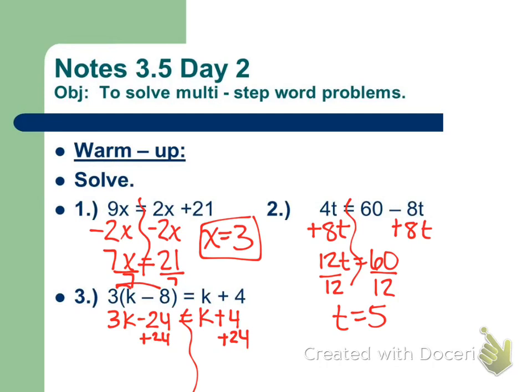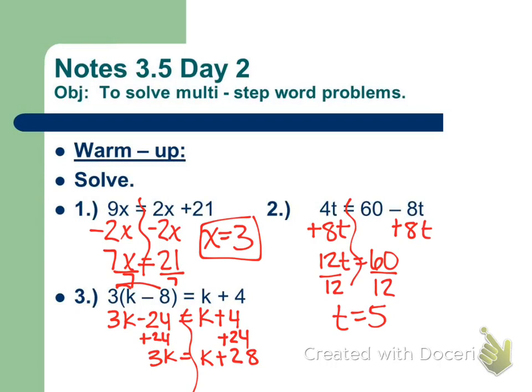3k equals k plus 4. 3k equals k plus... K plus what? I'm sorry, I didn't hear you. K plus 4. 28? We add... K plus 28. Okay, we add 24 and 4, we get 28. All right, what would happen next?